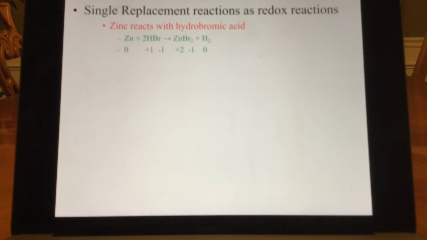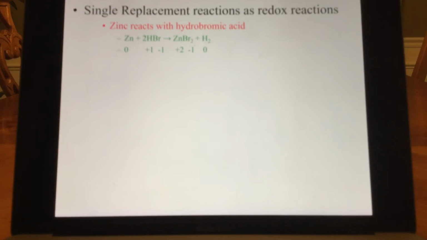And then on the product side, the zinc would have a +2 charge because you can see that it crisscrossed a 2 with bromine. And with zinc bromide being neutral, and we have 2 bromines, each bromine would have an oxidation state of -1. And then hydrogen gas, H2, being its normal elemental state, would have an oxidation state of 0. So obviously the bromine is not changing its oxidation number, so that is just a spectator ion.